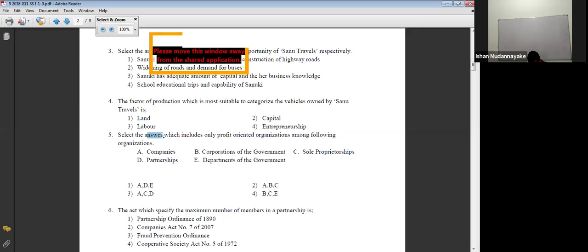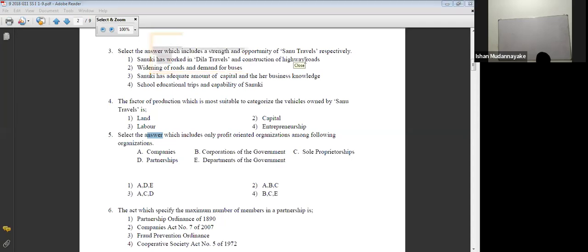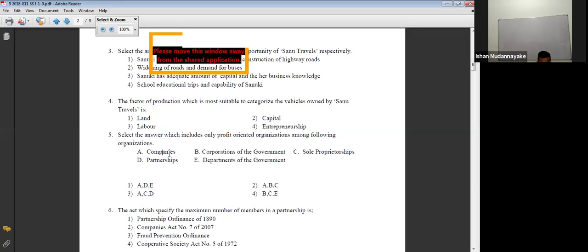Look at question number 5. Select the answer which includes only profit-oriented organizations among the following organizations. What's the answer? Yes, correct. Only the profit-oriented organizations: companies, sole proprietorship and partnership. A, C, D. Yes, the third one is the answer.